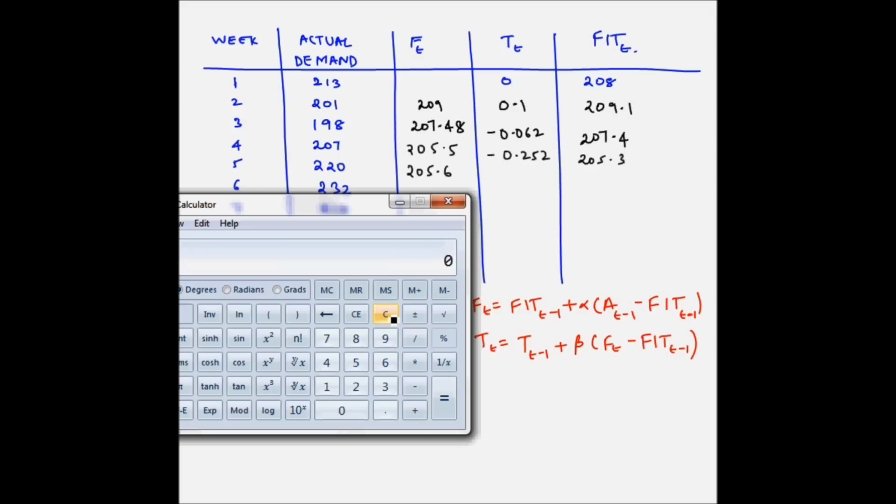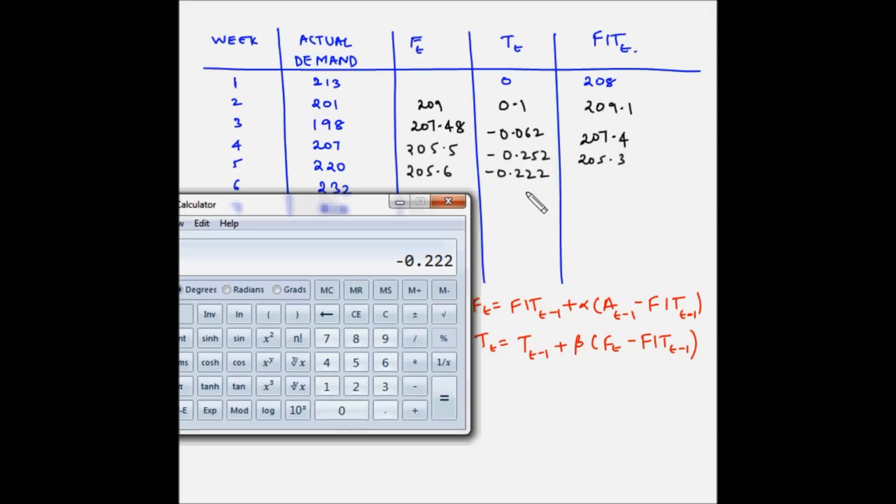Now let's find out the trend. So trend for the last period, which is 0.252, and this is minus, plus beta, which is 0.1, into brackets forecast for the same period, which is 205.6, minus forecast including trend for the last period, which is 205.3, minus 0.222.